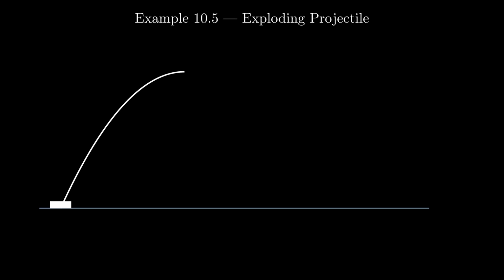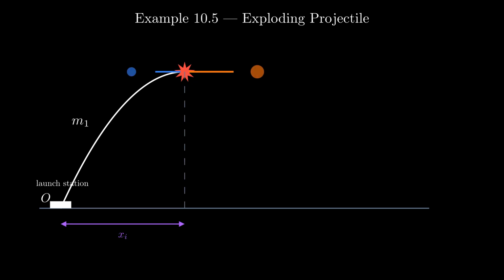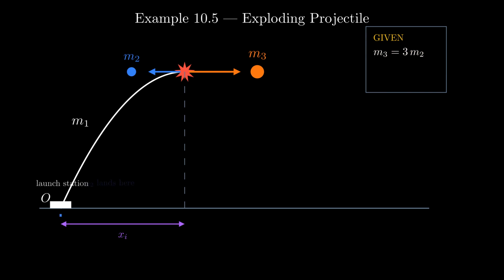An instrument carrying projectile of mass m sub 1 is launched from a station on flat ground and accidentally explodes at the top of its trajectory. The horizontal distance from the launch point to the explosion is x sub i. The projectile breaks into exactly two pieces, and those pieces fly apart horizontally. The larger piece, m sub 3, has 3 times the mass of the smaller piece, m sub 2. To the surprise of the scientist in charge, the smaller piece returns to Earth at the launching station itself.